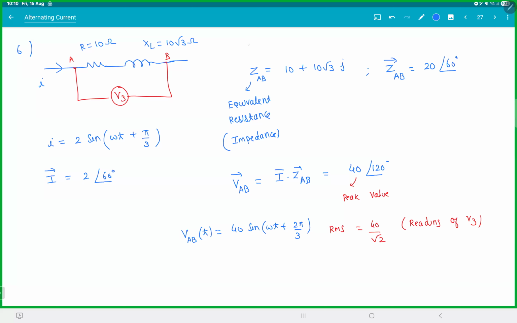Meaning, in case anyone is confused, see, this is what I did. I converted both into resistors. This was 10 and this was 10 root 3j. Since both are in series, I added them. Clear? Go ahead.